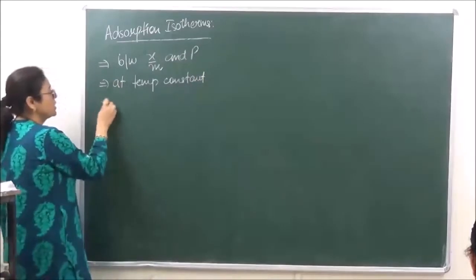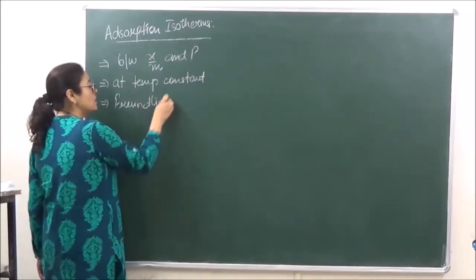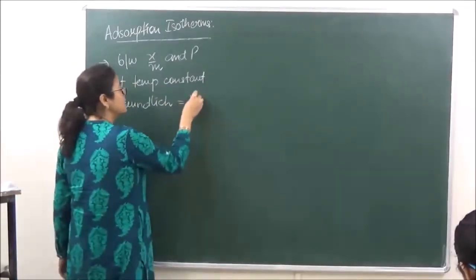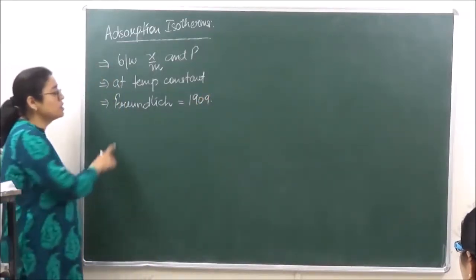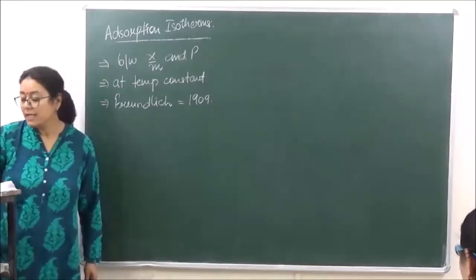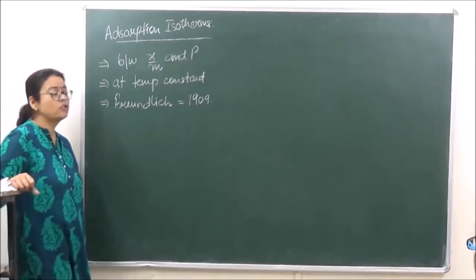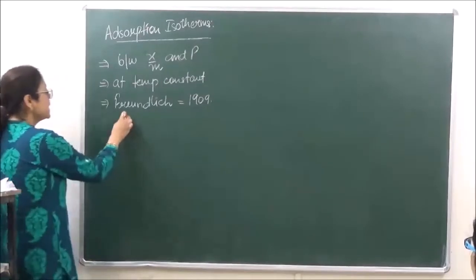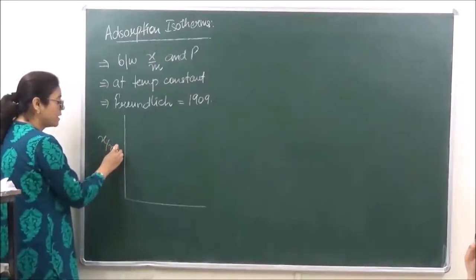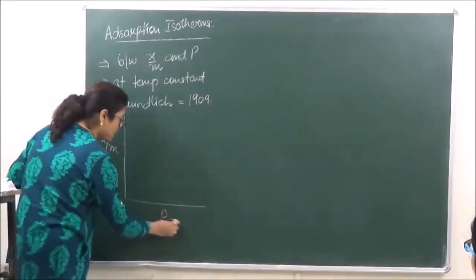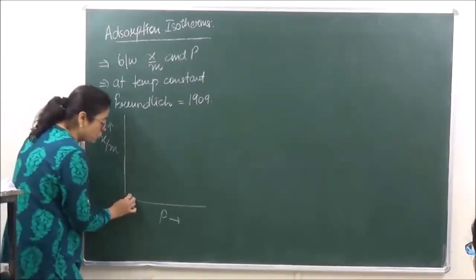The first relation was given by a scientist whose name was Freundlich in the year 1909. These adsorption isotherms or curves or graphs are given the name after the scientist, and they are known as Freundlich adsorption isotherm. Whenever we are looking at a graph between x upon m and pressure at constant temperature, the graph at various temperatures was plotted.